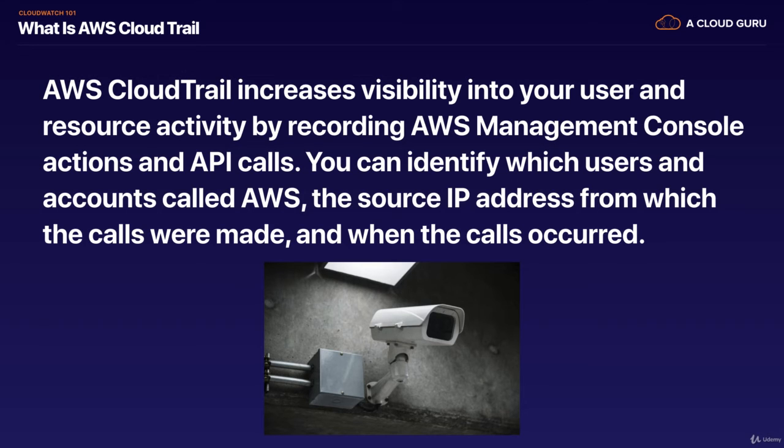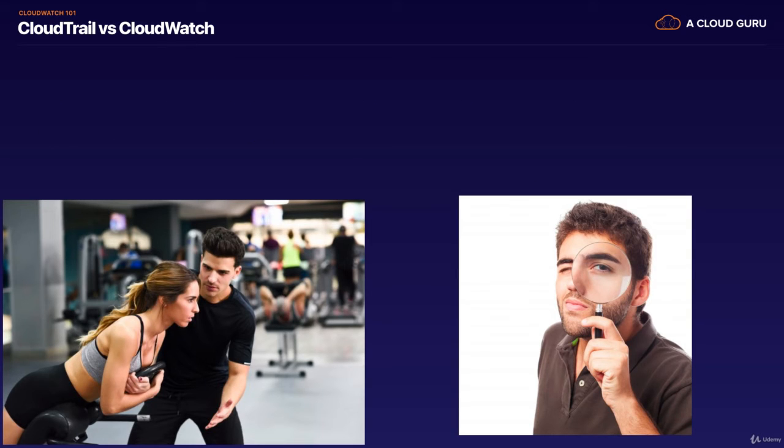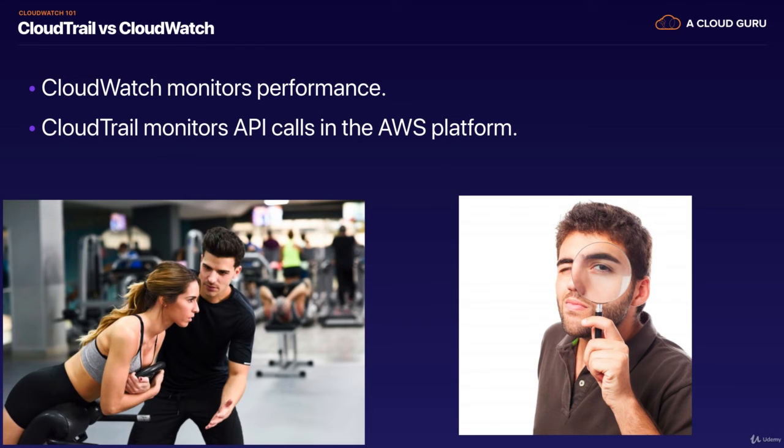And you can actually go in and identify which users and accounts called AWS, the source IP address from which these calls were made, and when the calls were made. So that's what CloudTrail is. So every time you see CloudTrail, I want you to imagine a big CCTV camera. Whenever you see CloudWatch, I want you to imagine performance. So CloudWatch monitors performance, CloudTrail monitors API calls in the AWS platform.